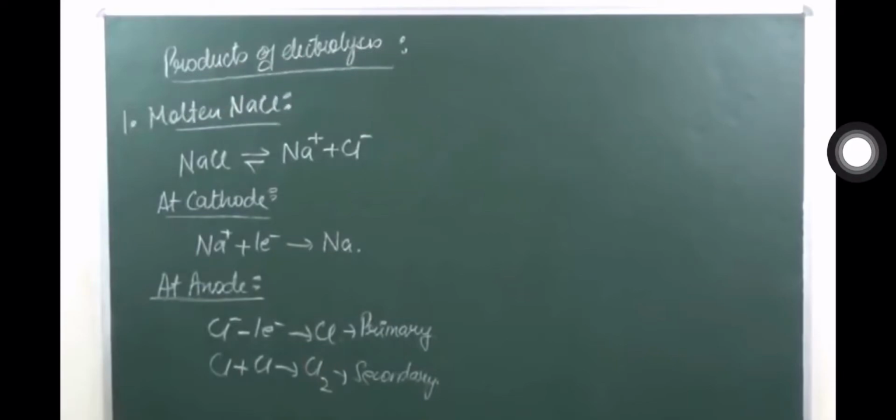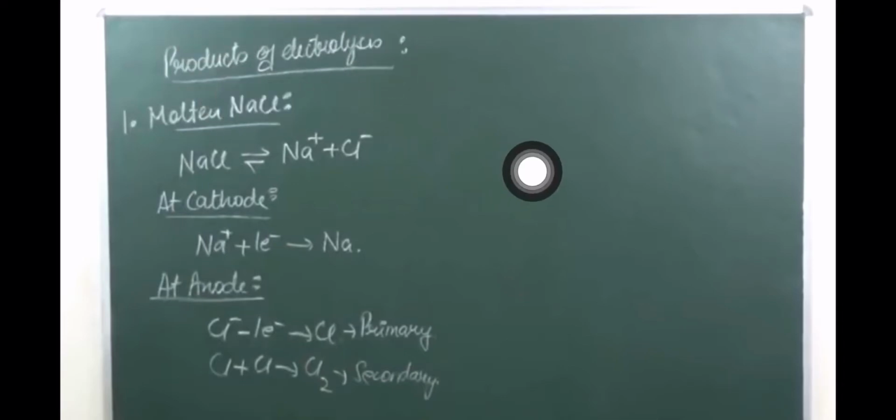We are going to see the products of electrolysis, meaning what type of products can be obtained when different types of electrolysis take place. In this, we are going to take different types of electrolytes. Electrolytes means the solution in which our electrodes are dipped. We are going to take that solution in various forms and see what type of products will be obtained in that type of reaction.